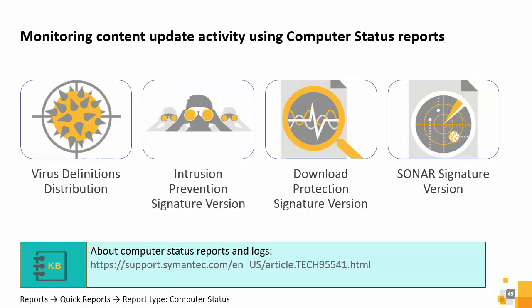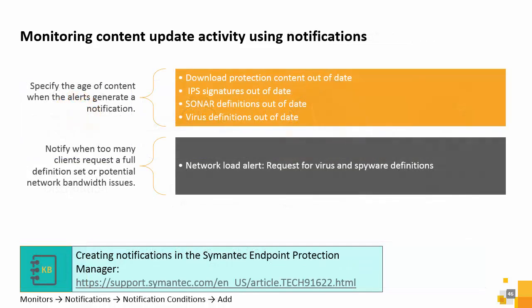You can also monitor content update activity using computer status reports. The reports listed on the slide can be generated as scheduled or quick reports. For more information on computer status reports and logs, see the KB article listed on the slide. SEPM notifications can also be used to notify the administrator when content is out of date, for example, clients checking into the SEPM with definitions more than 3 days old. You can also configure an alert when too many clients request full definition sets. For more information on notifications, see the KB article shown on the slide.